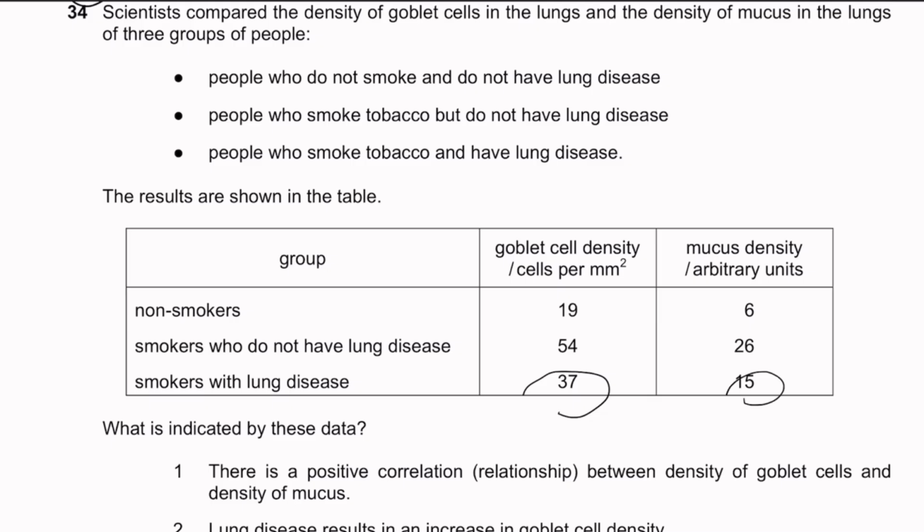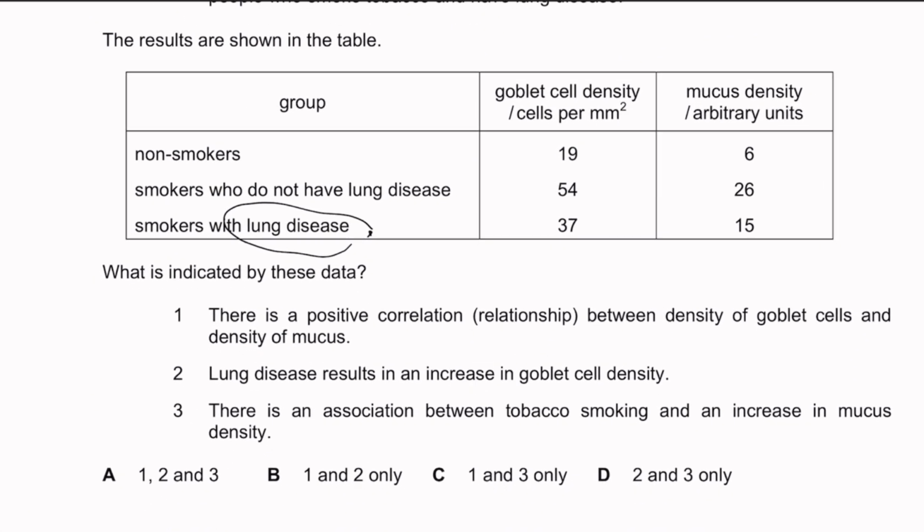So why would this happen? I think maybe someone who has lung disease might have an autoimmune disease, where immune cells start destroying the air passage, and so some of the goblet cells are going to start being destroyed, and that's why they have fewer goblet cells compared to smokers who do not have lung disease. Okay, what is indicated by this data?